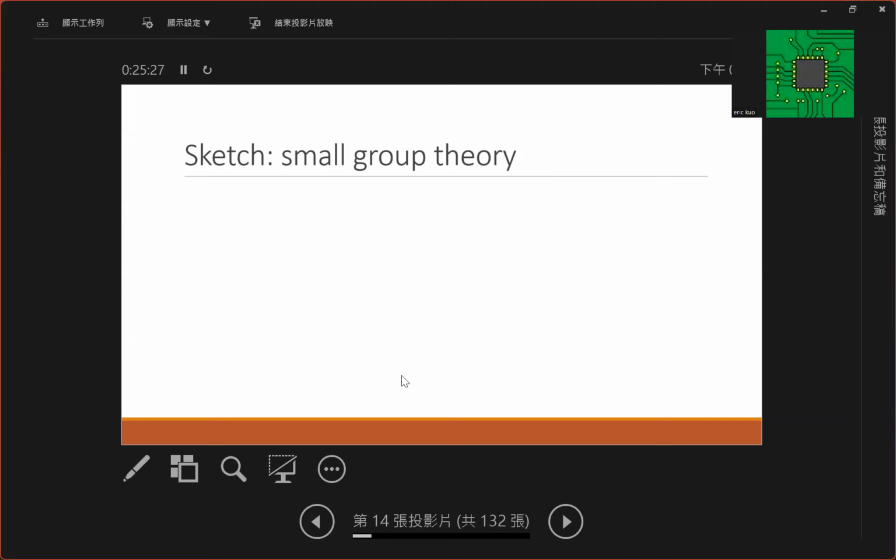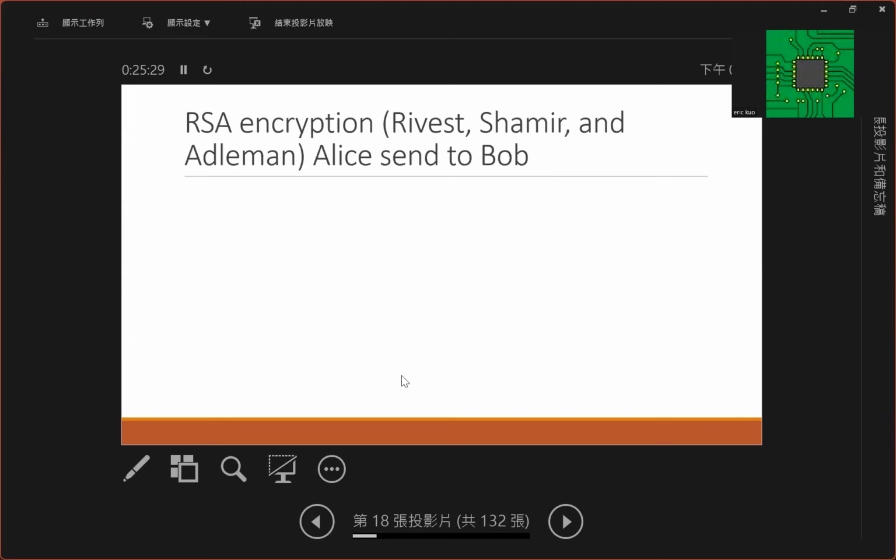So let me just skip a little bit. If you believe it, because to prove this you require some amount of work, let's say you believe this is true. And now I can use this to explain the RSA encryption method.